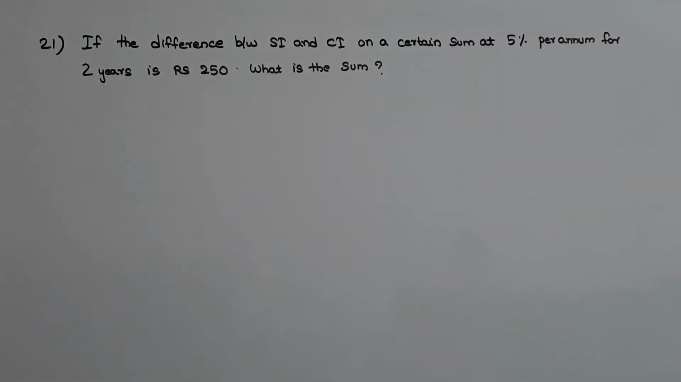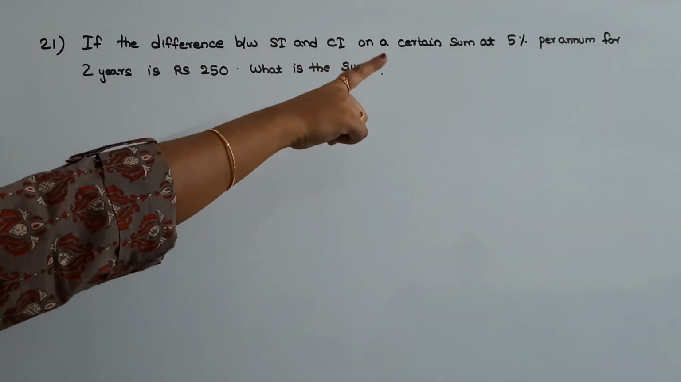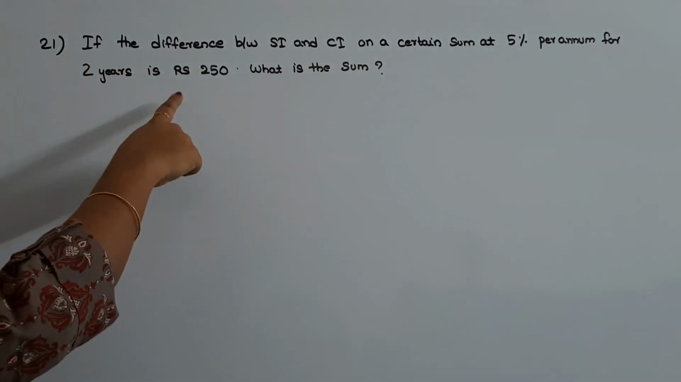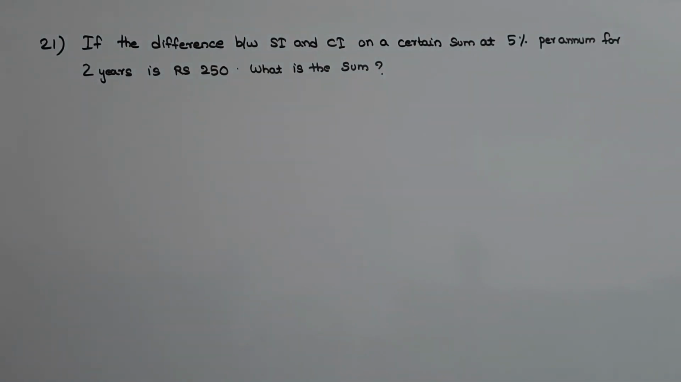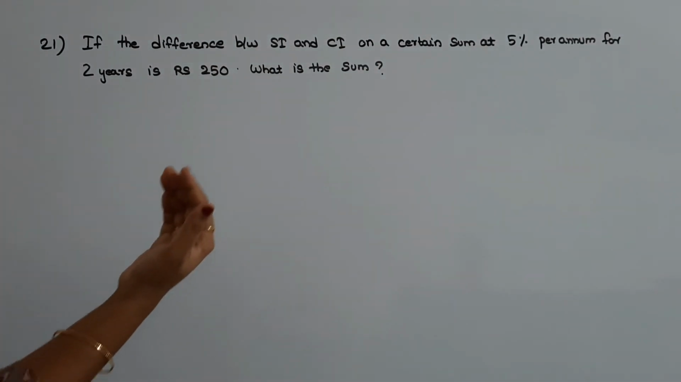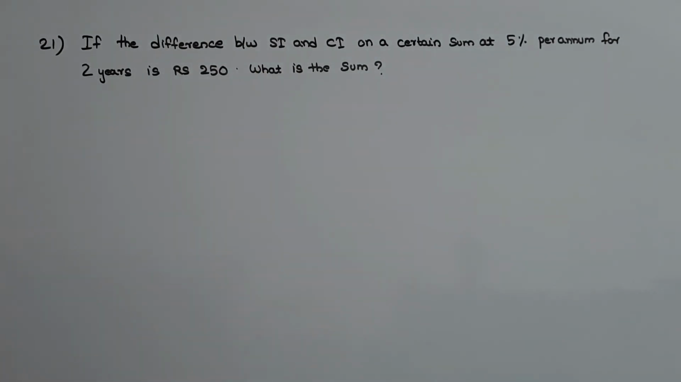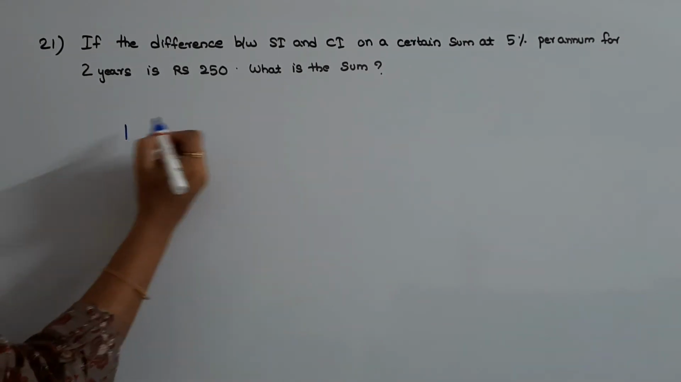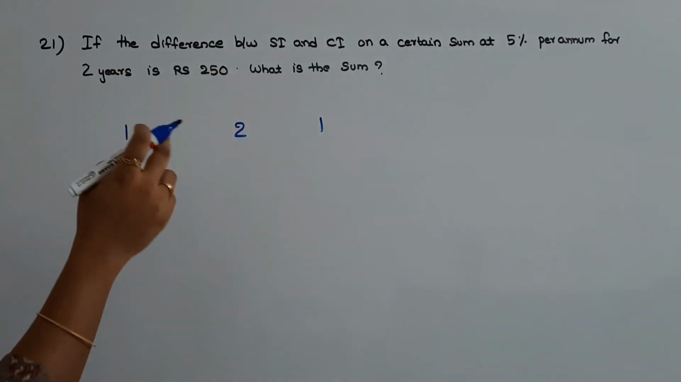The next question is, if the difference between simple interest and compound interest on a certain sum at 5% per annum for 2 years is rupees 250, what is the sum? In this question they have given the difference between simple interest and compound interest, and we need to find the value of the principal. So the time period is given here as 2 years. So we can write 1, 2, 1.